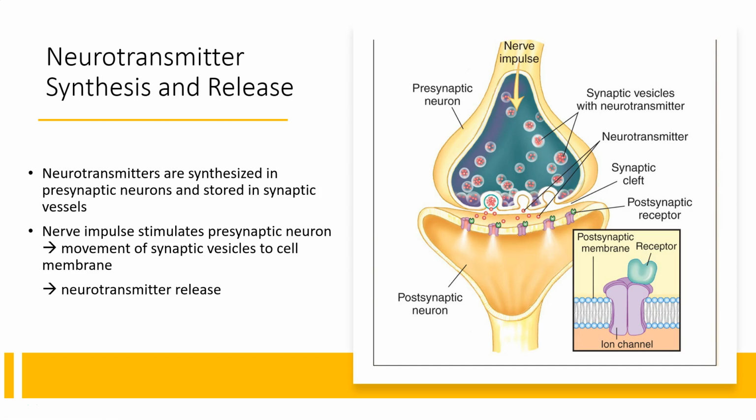In the neuron, neurotransmitters are synthesized in presynaptic neurons, and they're stored in the synaptic vesicles. Presynaptic neurons are just neurons that lead into that synapse. The activation of a nerve impulse will stimulate that presynaptic neuron, and this leads to movement of the synaptic vesicles to the cell membrane. Ultimately, this will lead to neurotransmitter release into the synaptic cleft.